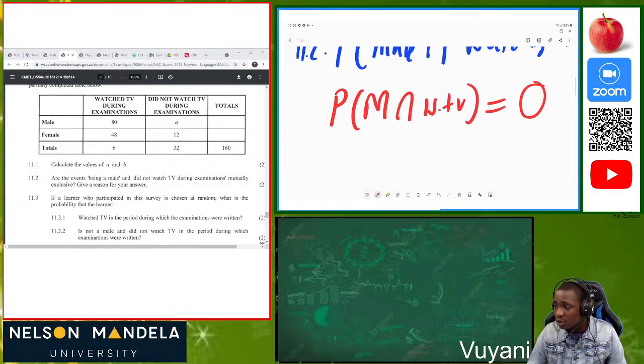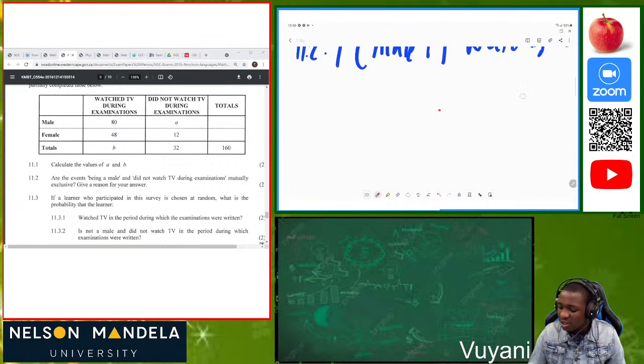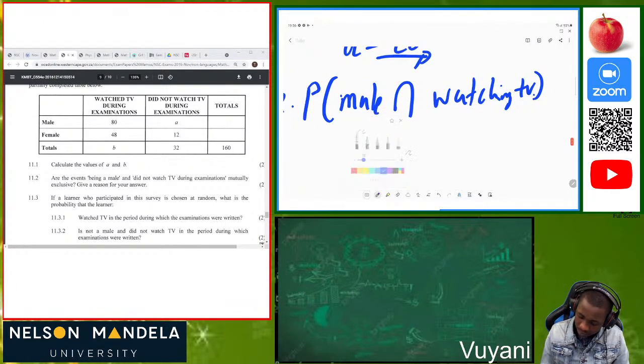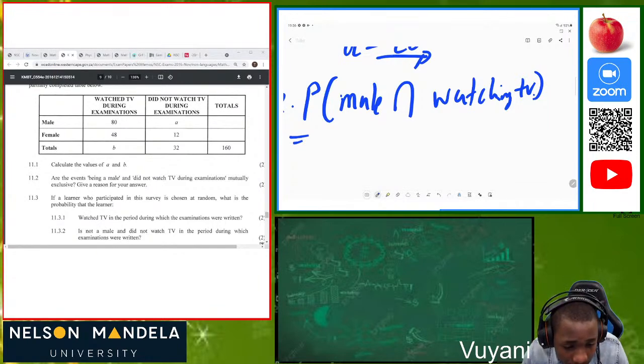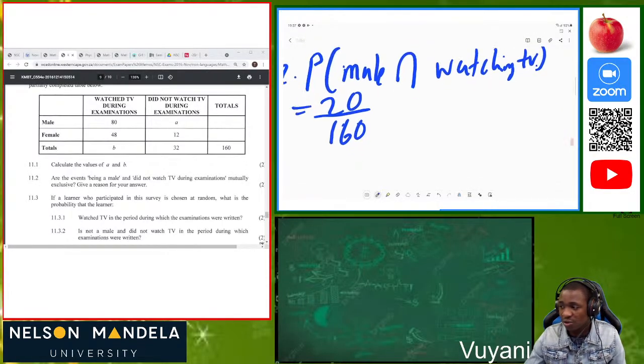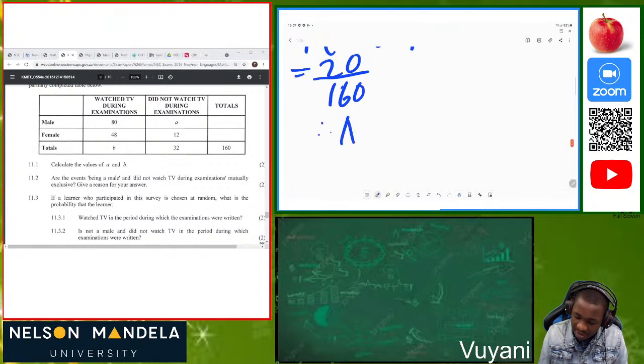So now, what are we going to do? Let's now prove that. Is it equal to 0? If it's not equal to 0, it means that they are not mutually exclusive. So the probability of being a male and did not watch TV, it's here. They intersect here at 20. So it's going to be 20 over 160. Is 20 over 160 equal to 0? No, it's not equal to 0. So now you can say that, therefore, your answer is no.